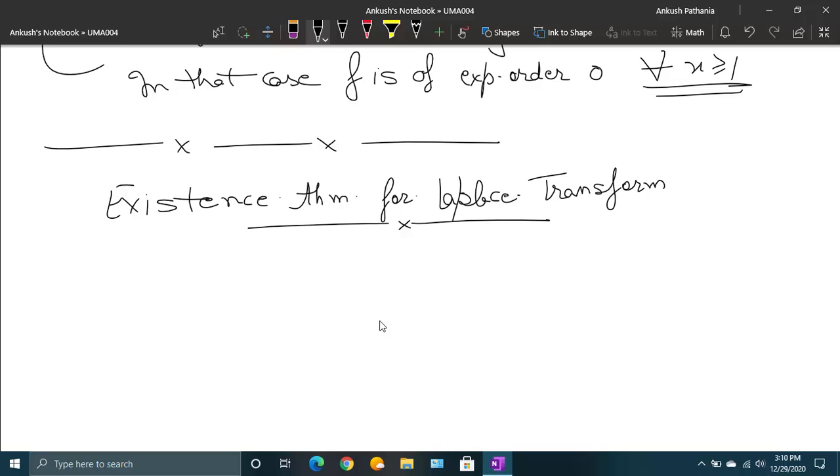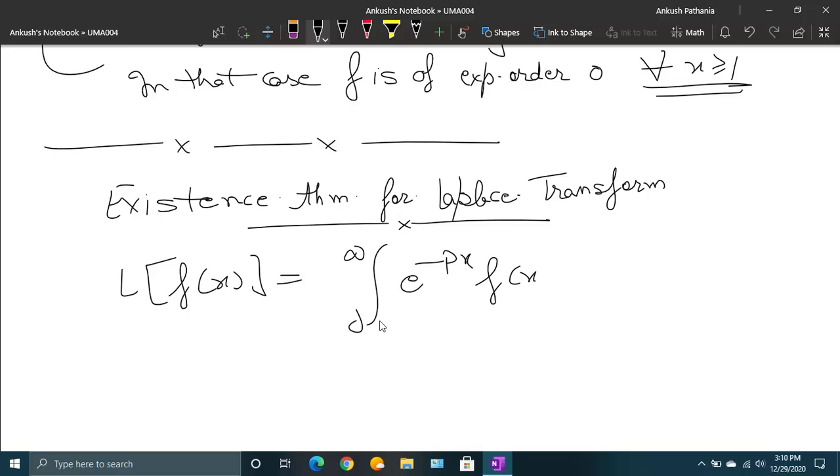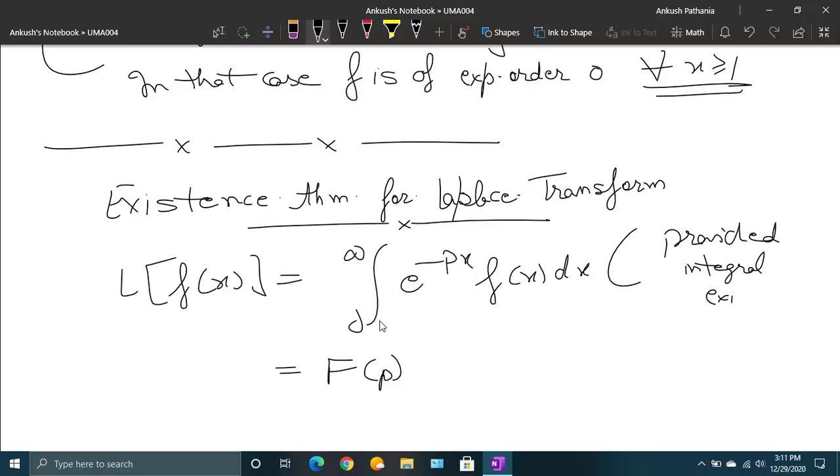Okay, so remember, we write the Laplace of function f(x) as the integral from 0 to infinity of e raised to power minus px f(x) dx, and this is equal to F(p), and we usually write that provided this integral exists, that this integral exists or not.